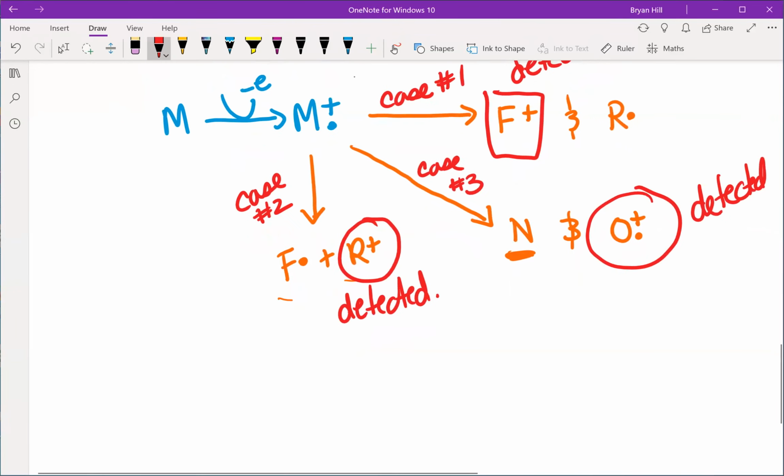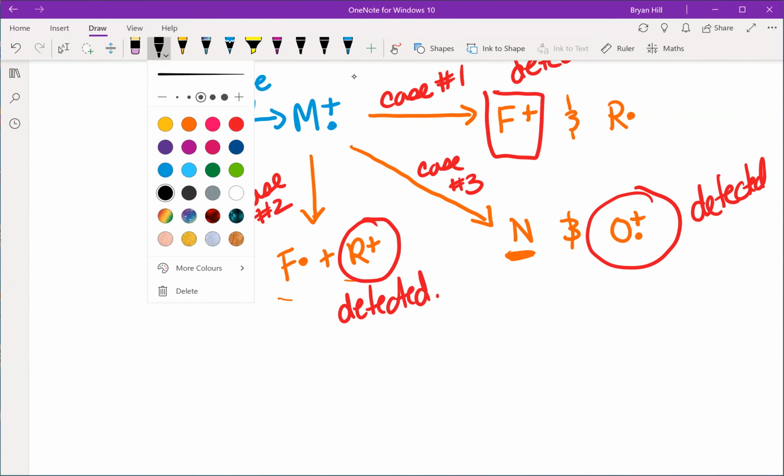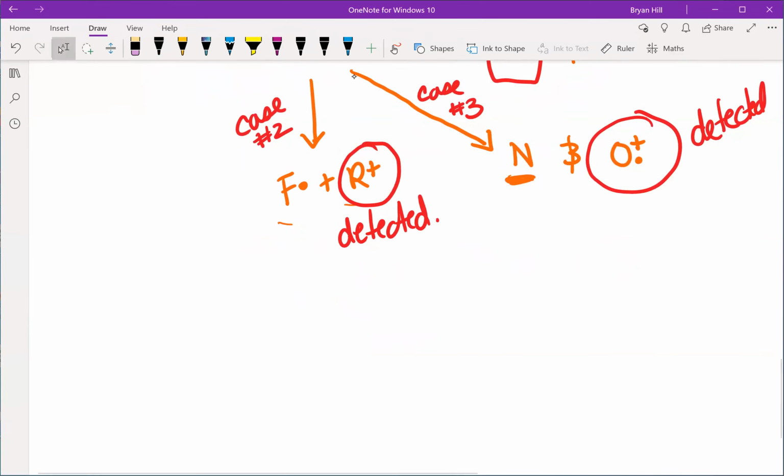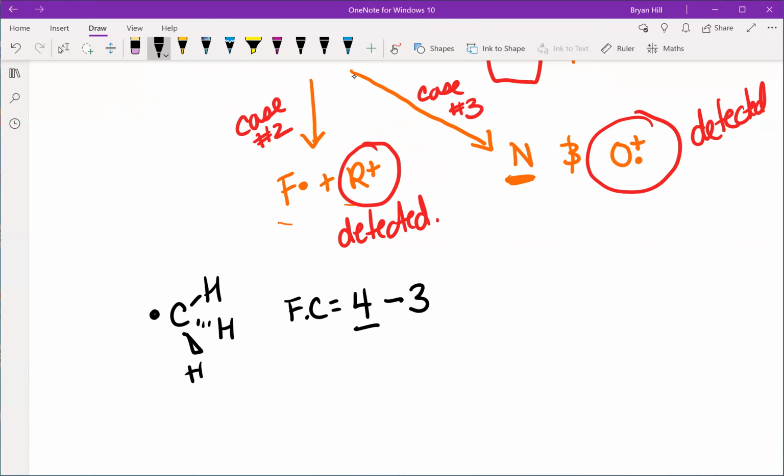If we think about the easiest example of a radical, just think of the methyl radical. If we do the formal charge on this, formal charge equals the number of valence electrons it would normally have, which for carbon is 4, minus the number of bonds, 3, minus the number of free electrons, which in this case is 1, which equals 0. So it's got no formal charge. Radicals are super reactive, true, but in this case it doesn't have a charge associated with it.